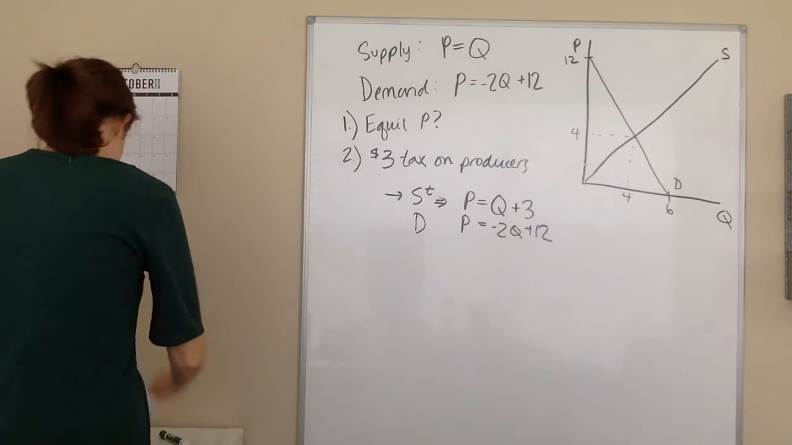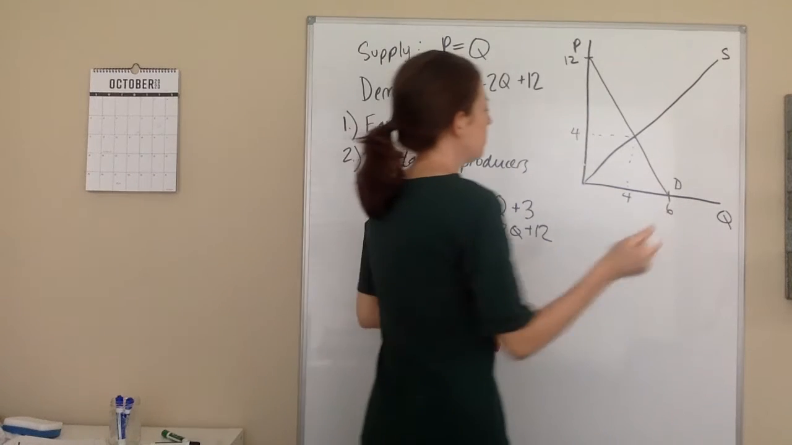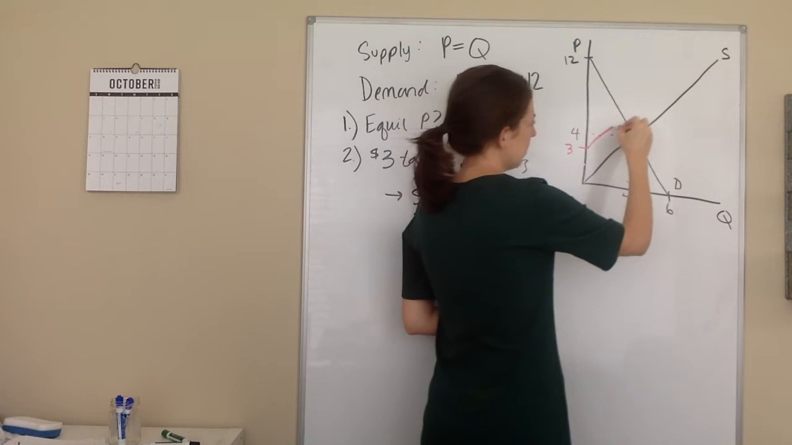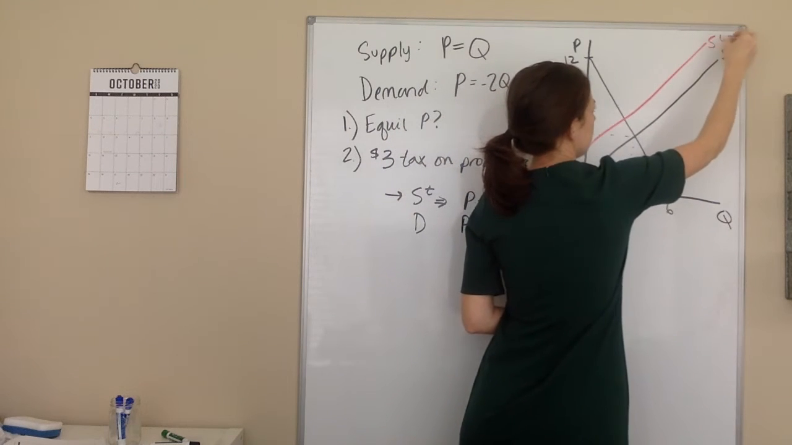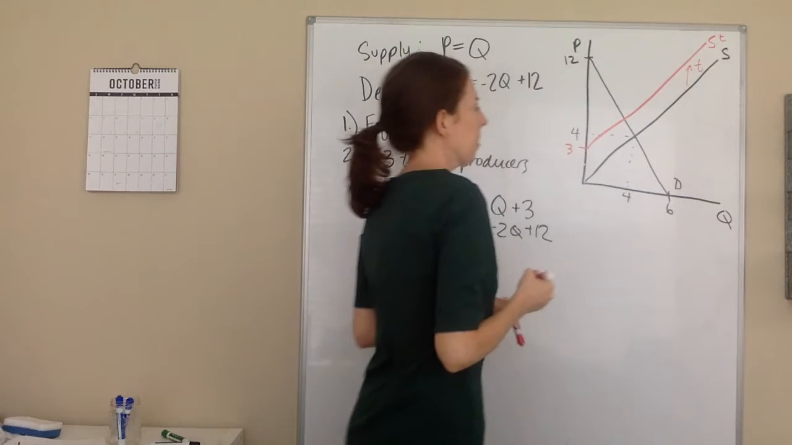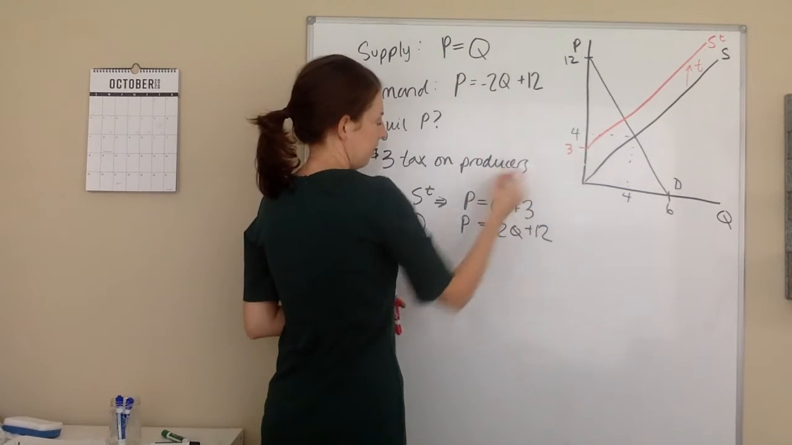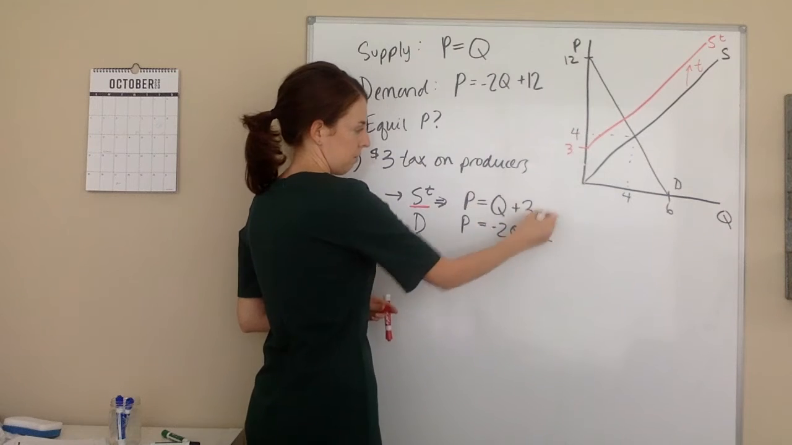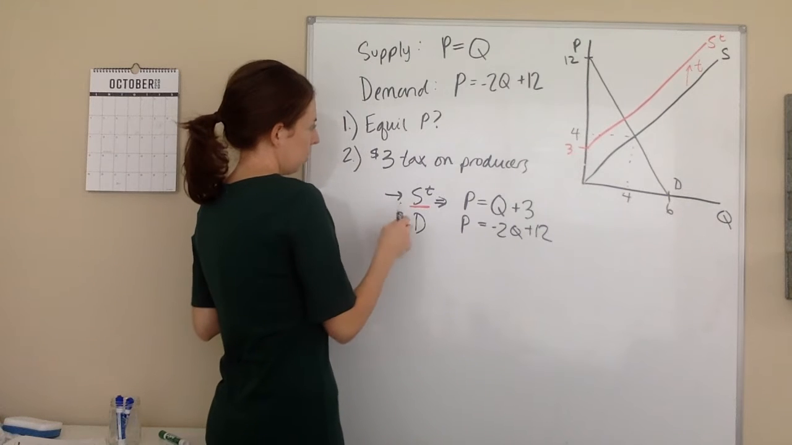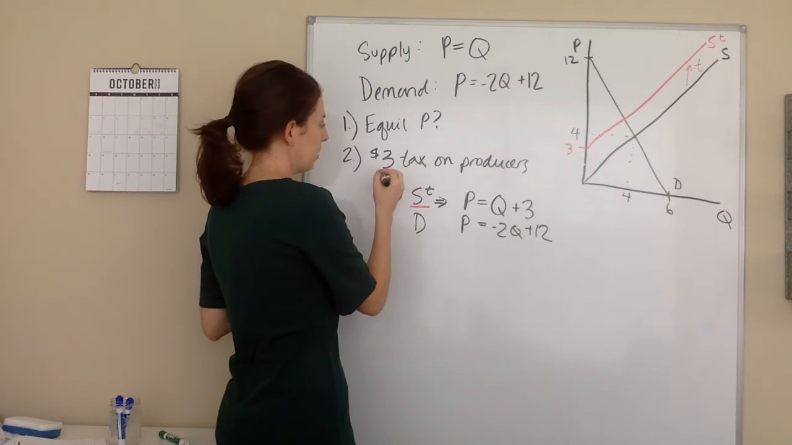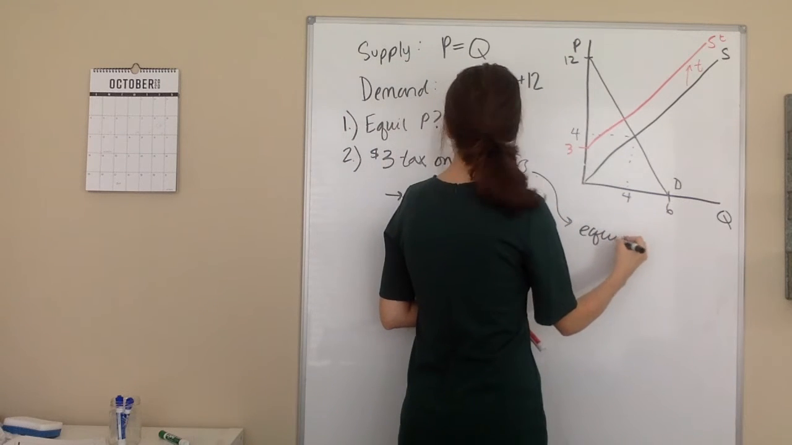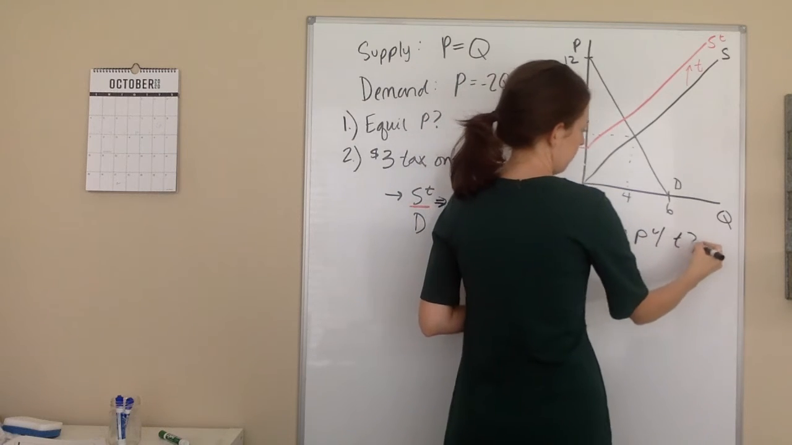So let's first of all draw in the new supply. The new supply is you go up 3 units, and you get the supply under the tax. So note again, we're just moving the supply curve up by the amount of the tax. And this new red line corresponds to this equation. So we got a $3 tax on producers. The question now is, what is the new equilibrium price with the tax?